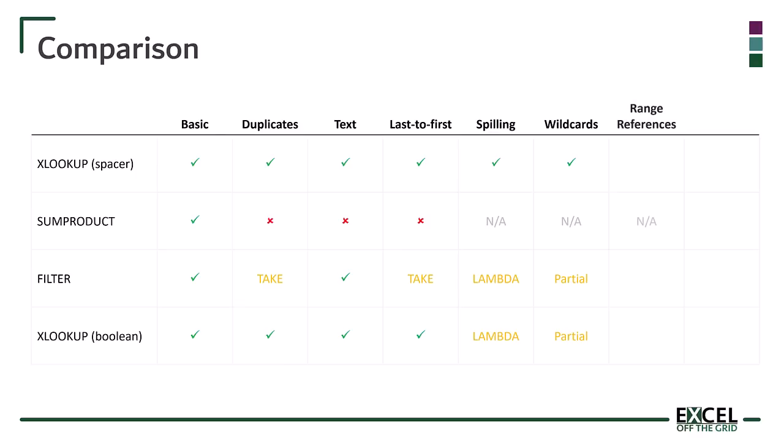Next, we want to look at range references. XLOOKUP has the ability to not just return the value, but also the cell address of where that value is found. Therefore, it can return a range reference. However, filter cannot return range references. And finally, let's consider OR logic. Using the spacer character version of XLOOKUP, we can't use OR logic, but if we use filter or the Boolean version of XLOOKUP, we can use OR logic if we set up our function in the right way.